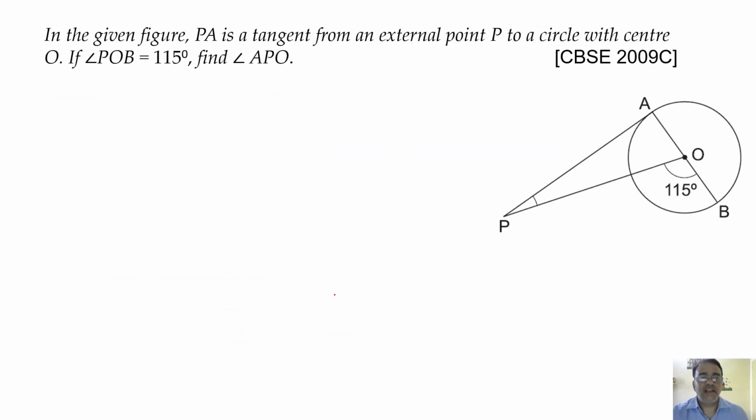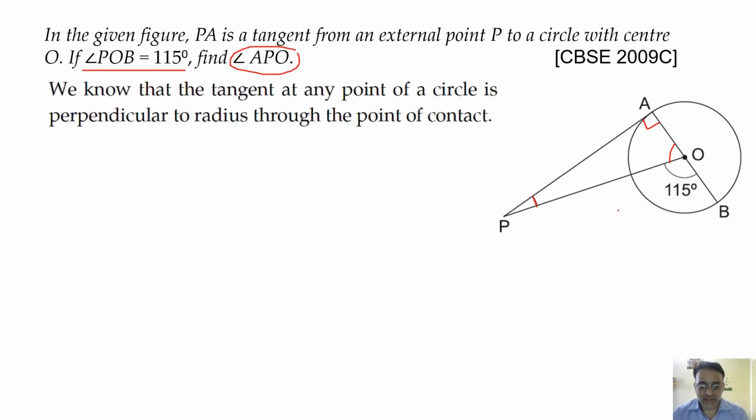Next question. In the given figure, PA is a tangent from an external point P to a circle with center O. If angle POB is equals to 105 degree, find this angle. ये वाला angle कहाँ पर है देखो, ये वाला. This angle we have to find. So how will you find this angle? Linear pair. Yes, very good. Linear pair. And this angle is 90 degree. Why? Tangent is perpendicular. Right, very good. So tangent is perpendicular to the radius through the point of contact. So angle OAP is equals to 90 degree.